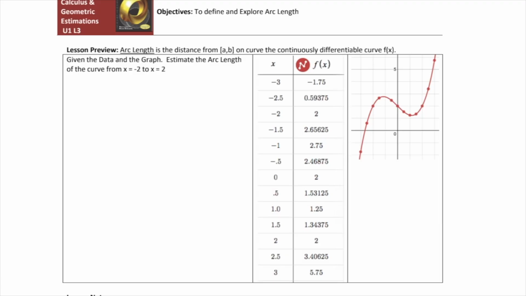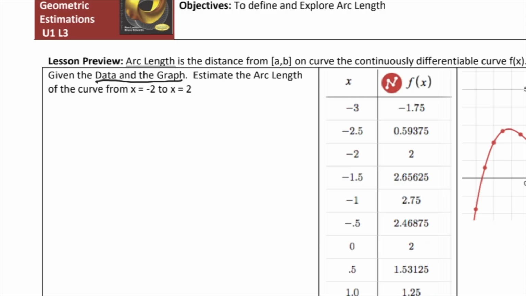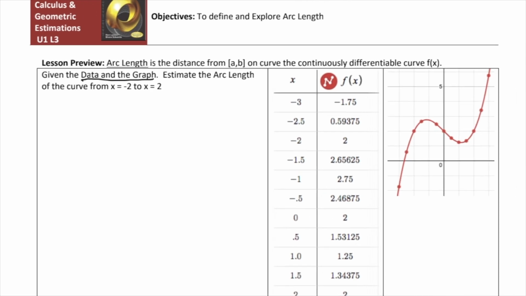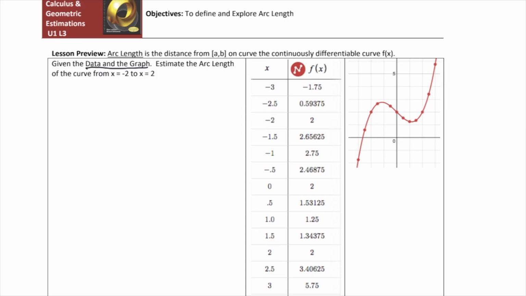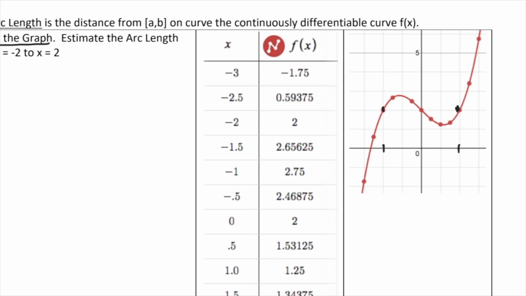For today's lesson preview, we're going to use ideas that have been presented in Lesson 1 and Lesson 2 in order to finally determine the arc length formula. So arc length is a distance from A to B on a curve of a continuously differentiable function. You are given data and a graph, and I want you to estimate the arc length from x equals -2 to x equals 2 on this curve. Use concepts and ideas discussed from lessons 1 and 2 in order to accomplish your goal.